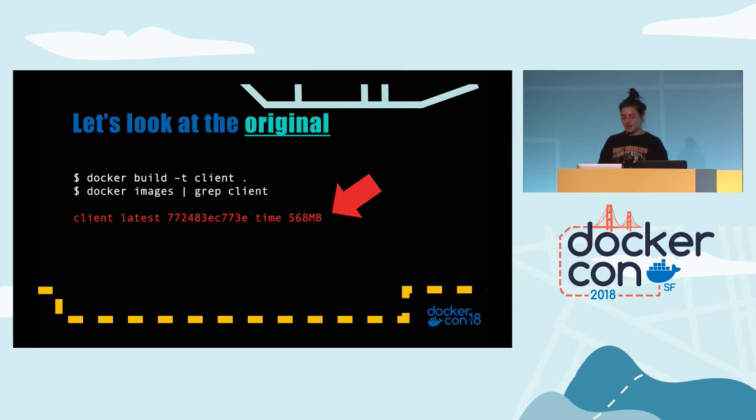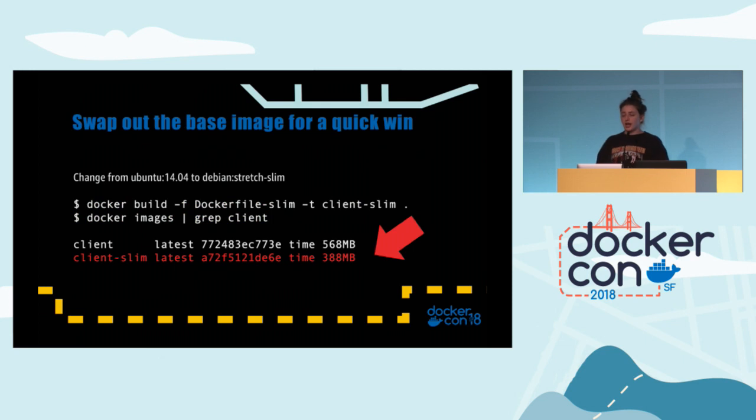I pulled it from Brent's GitHub. I did docker build and named it client. It ends up being 568 megs. So pretty big. Not super big. Too big, though. So what can we do?